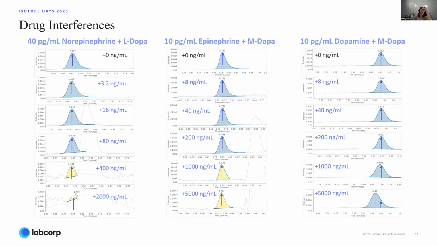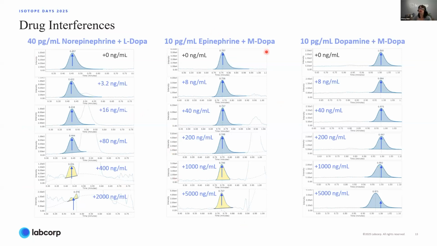So the first thing you'll see here are drug interferences. For the most part, we didn't have any drug interferences. These were the only ones that we saw. On the left, you see that L-DOPA interferes with norepinephrine at levels higher than 80. What it does is it raises the baseline, so you can't integrate the full norepi peak.